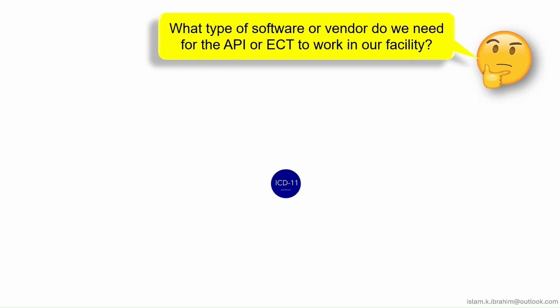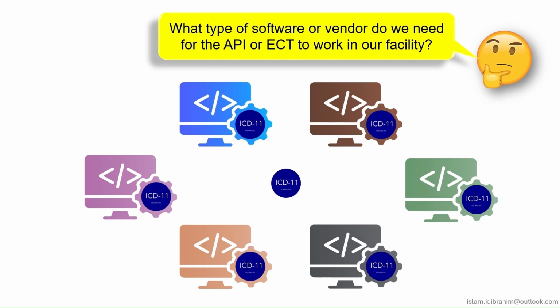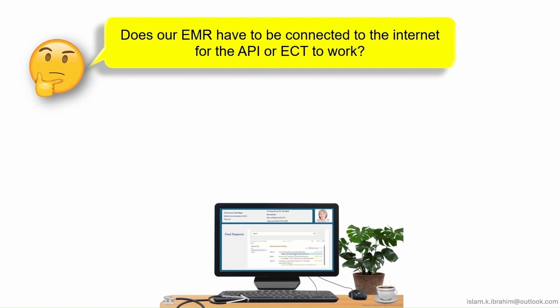The ICD API and embedded coding tool are free. And ICD-11 can be integrated into any software in electronic medical records, health information exchange platforms, and terminology servers, regardless of whether the software is developed in-house, open source, or proprietary. And in 2025, the WHO pre-released ICD API FHIR support, which adds FHIR support for software that need to access ICD-11 using FHIR. But do we have to be connected to the internet for ICD-11 to work in our EMR?